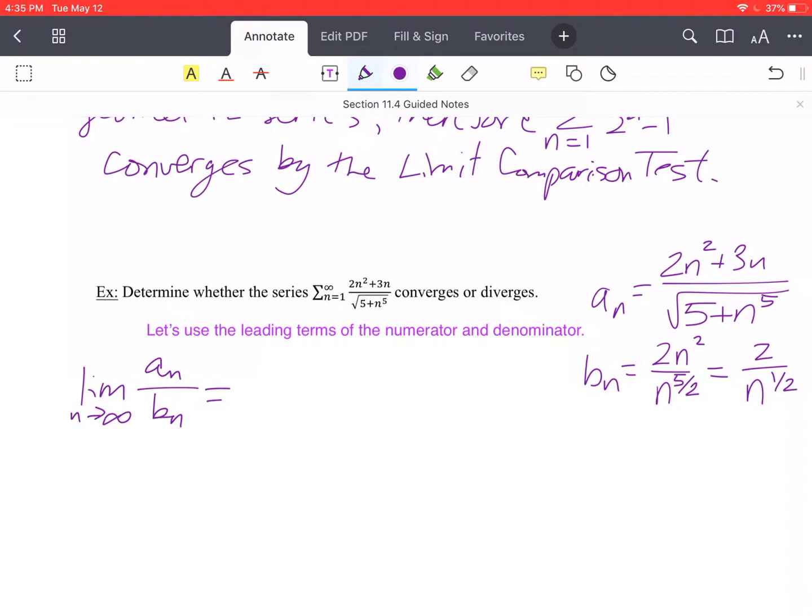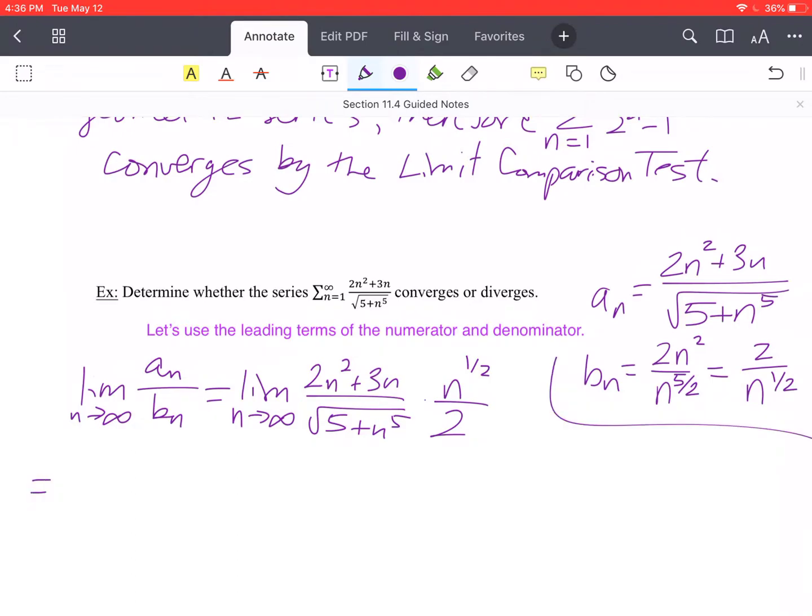So this is going to be the limit as n approaches infinity. So instead of writing these complex fractions, I'm going to put 2n squared plus 3n over square root of 5 plus n to the 5th. I'm going to go ahead and just multiply by the reciprocal of that second one. So instead of putting it over the whole thing, I'm just going to multiply by its reciprocal. So n to the 1/2 over 2 instead.